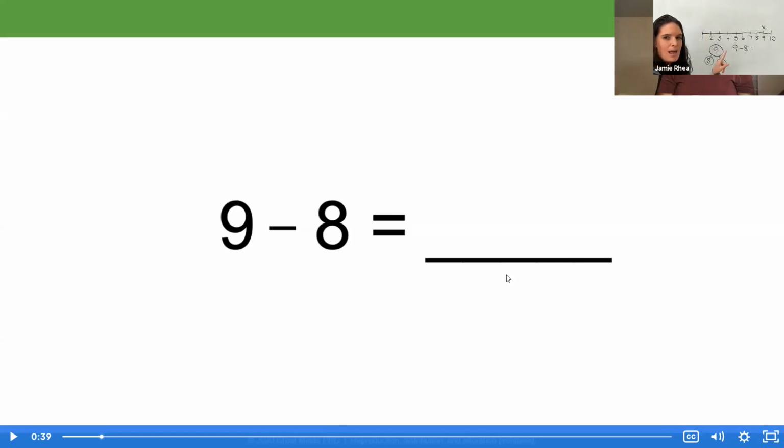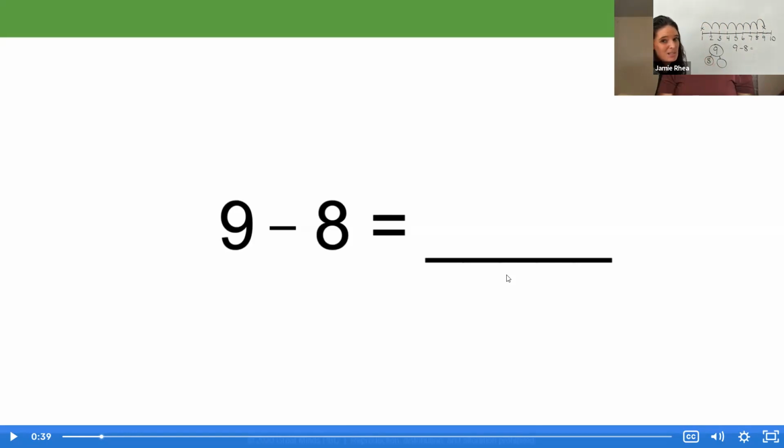All right, so how many am I going to go back? I'm going to go back 8 times. So let's jump 8 times. Are you ready? 1, 2, 3, 4, 5, 6, 7, 8. Woo! That was a lot of counting back. Do you think that may have been the most efficient way we could have done this? I don't know. We'll have to see in a minute.